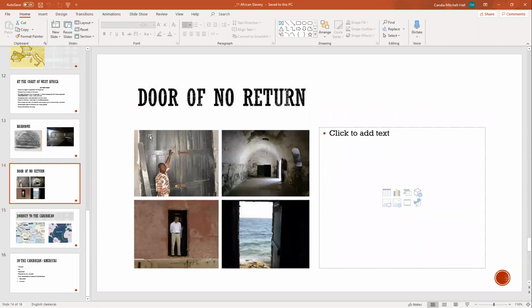And then this is another very important point of it. The door of no return.